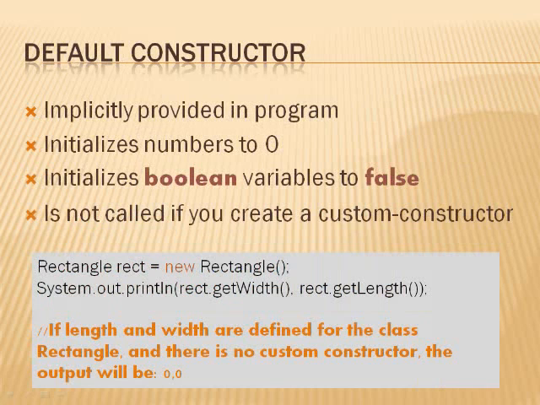A default constructor is implicitly provided in a program. It initializes numbers to 0 and Boolean values to false. It is not called if you create a custom constructor. Below we call the constructor for Rectangle. We print out rect, which is our Rectangle object, .getWidth, and rect.getLength. If we have no custom constructor for the class Rectangle, the output of this statement will be 0, 0.